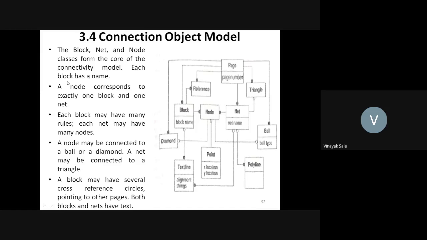Each block has a name. A node corresponds to exactly one block and one net. Each block may have many nodes. Each net may have many nodes. A node may be connected to one ball or a diamond. A net may be connected to a triangle. A block may have several cross-reference circles pointing to other pages. Both blocks and nets have text.